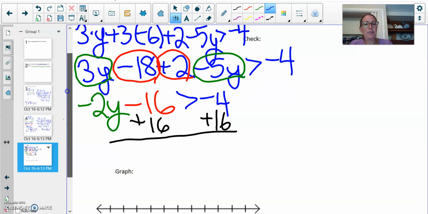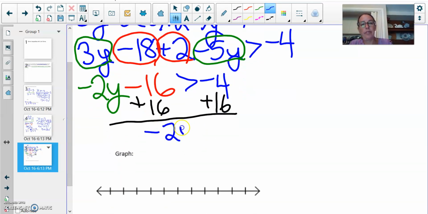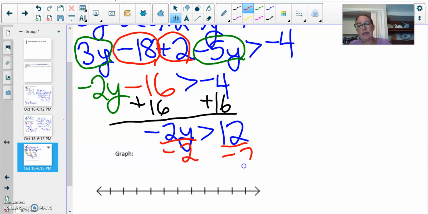So I get -2y is greater than 12. I'm going to divide by -2. And now you have to be very careful. You divided by a negative, so you have to remember to reverse your inequality sign. So now I get y is less than -6.